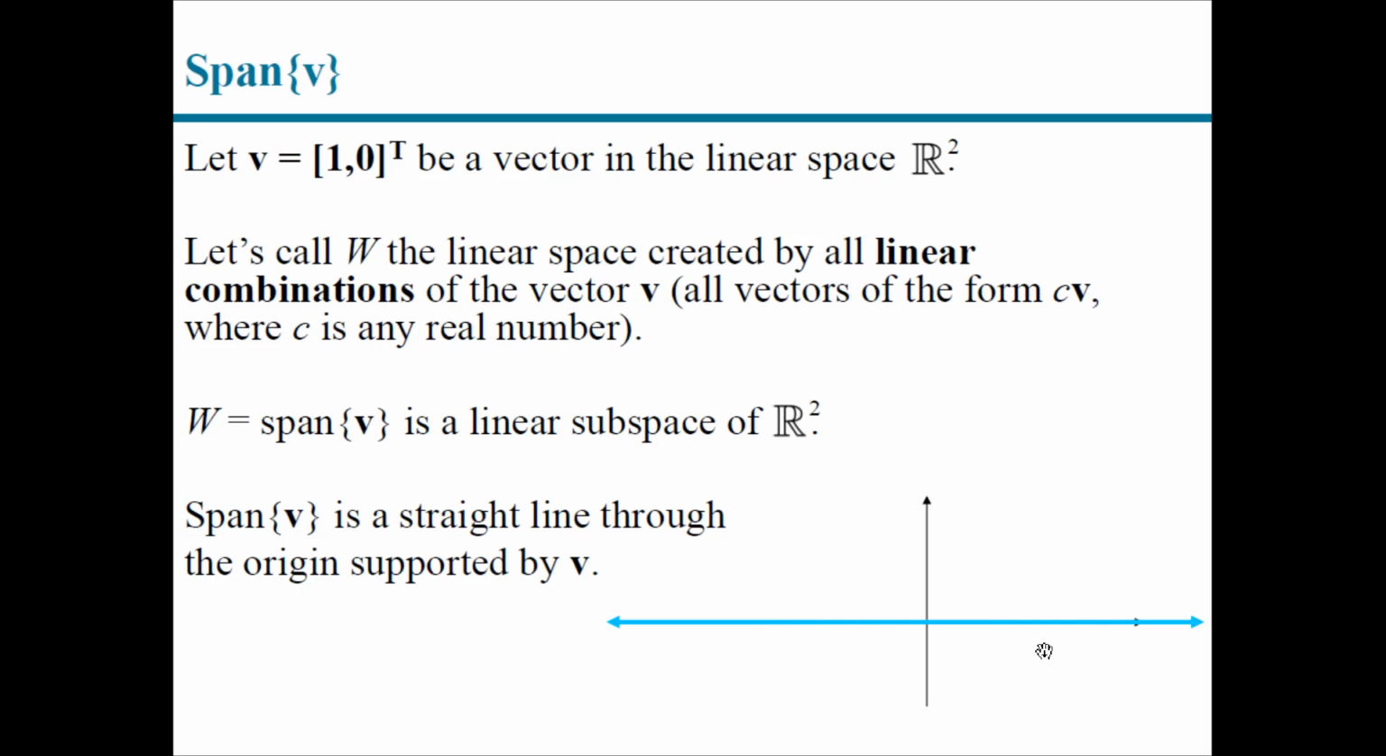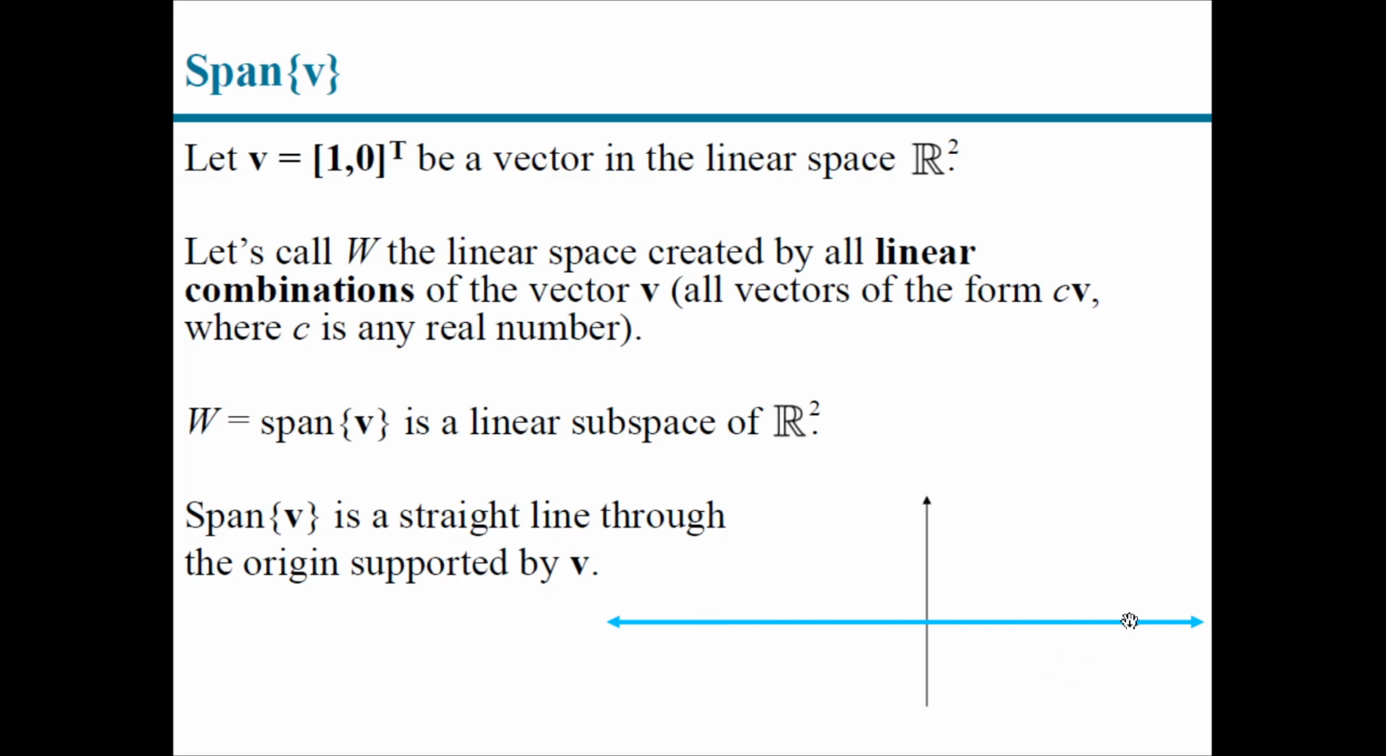So this is a straight line that goes through the origin. Very important: every linear space needs to contain the origin. Always. So the span of vector (1, 0) is this blue line. It is the x-axis, essentially. So that's a linear space.